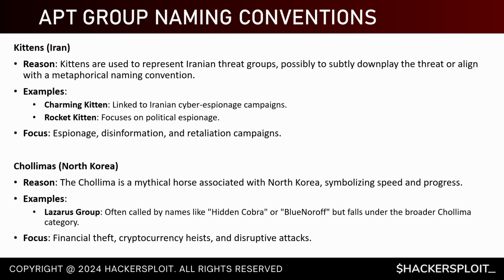Examples are the Lazarus group, which is often called by names like Hidden Cobra or Blue Noroff, which would essentially fall under the broader Kolima category, and their focus typically, obviously, for North Korea is going to be financial theft, cryptocurrency heists, and various other disruptive attacks, again, like the one on the South Korean Winter Olympics a few years ago.